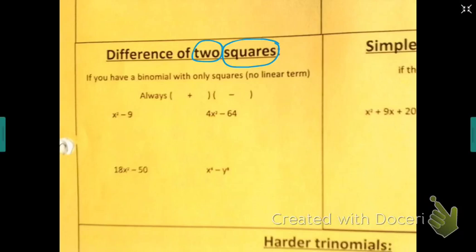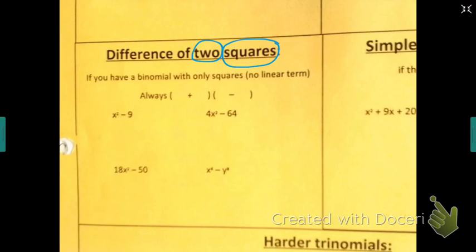Okay, so look at the examples underneath there. You see how all of the examples underneath there are two terms? Now, just because it's two terms doesn't mean that it's necessarily the difference of two squares. It could be factoring by greatest common factor or something like that. But if it's three terms, definitely not this.